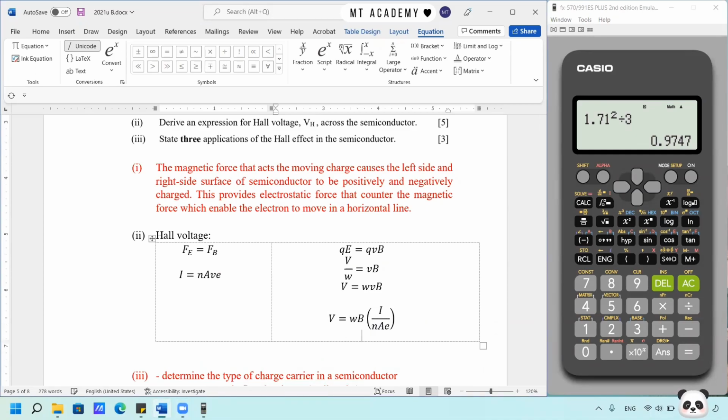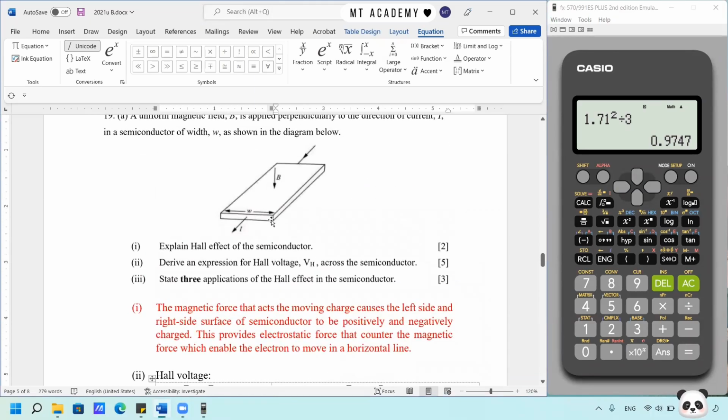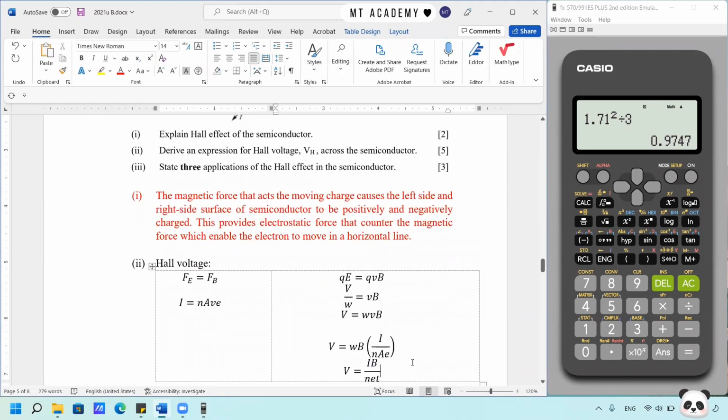So what we have in the end is the Hall voltage is equal to IB over net, as what we have learned before. Okay, so because area is equal to the W multiply t. Okay, this is how we obtain the area of the surface. Okay, so in the end, this is the formula of the Hall voltage.